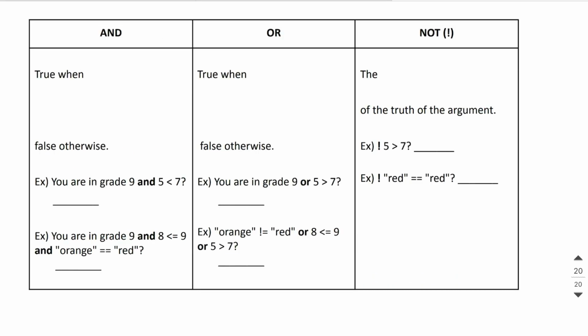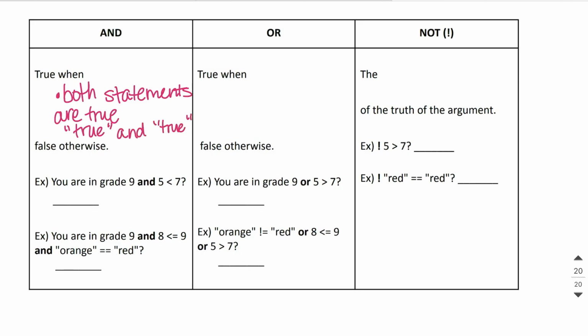Now we did discuss the word and the word or in class, but just a reminder, an and statement is true when both statements that are connected by the word and are true. So in other words, you would have true and true. Otherwise, it's false. So if you have true and false, it's false. If you have false and true, it's still false. And then obviously false and false would be false.